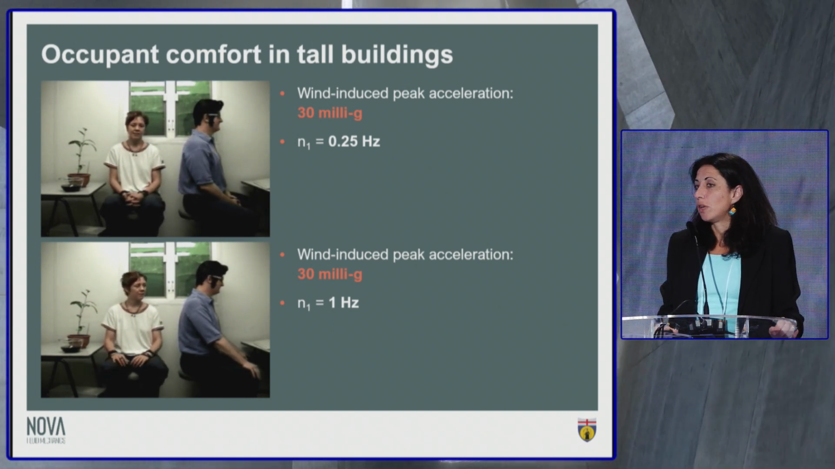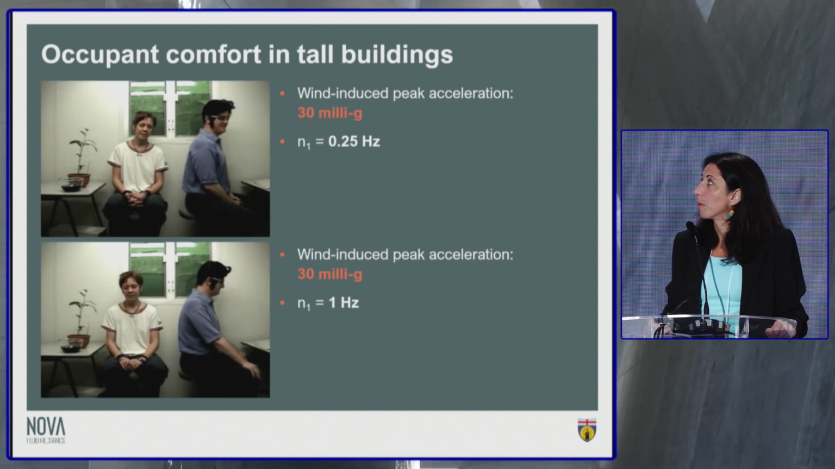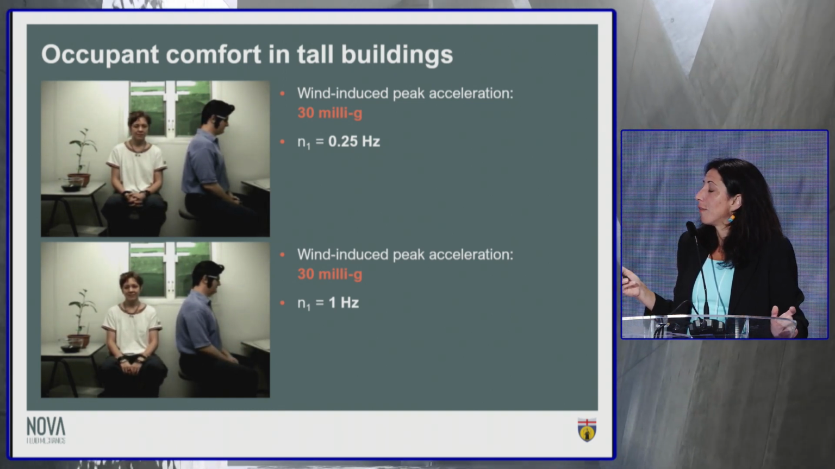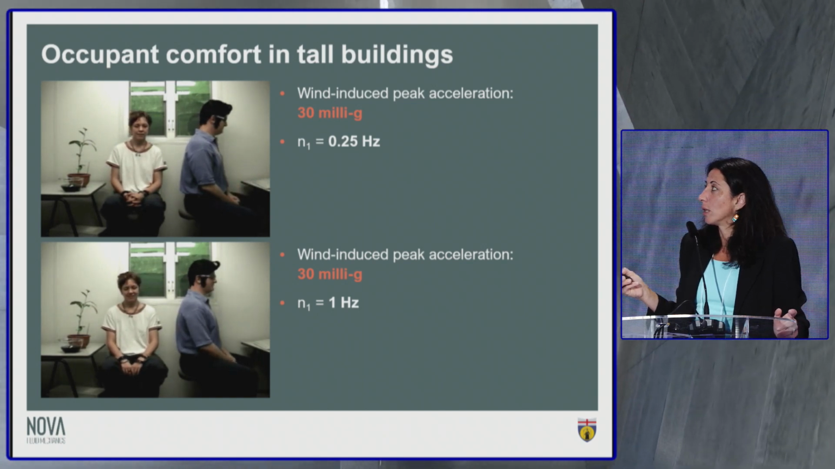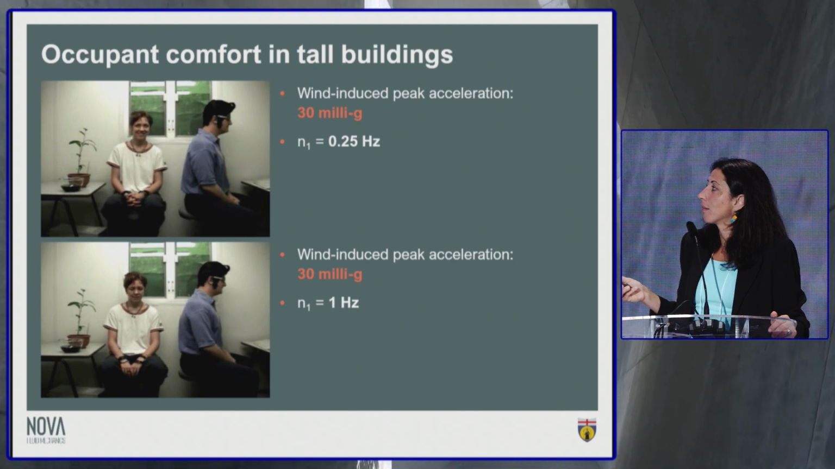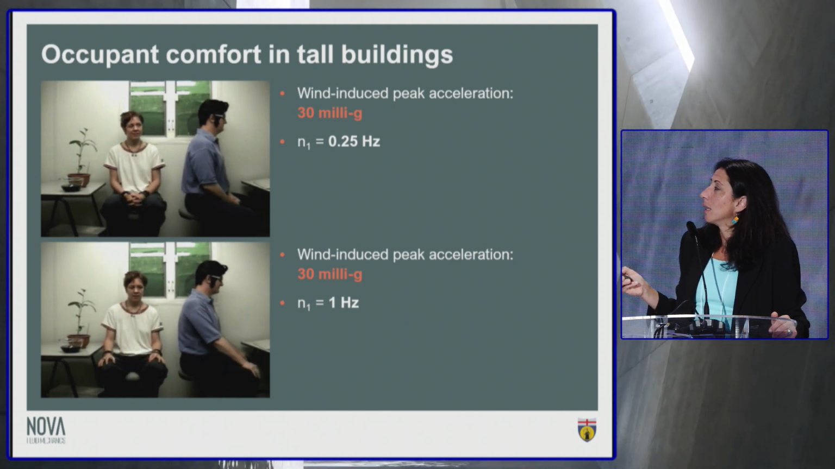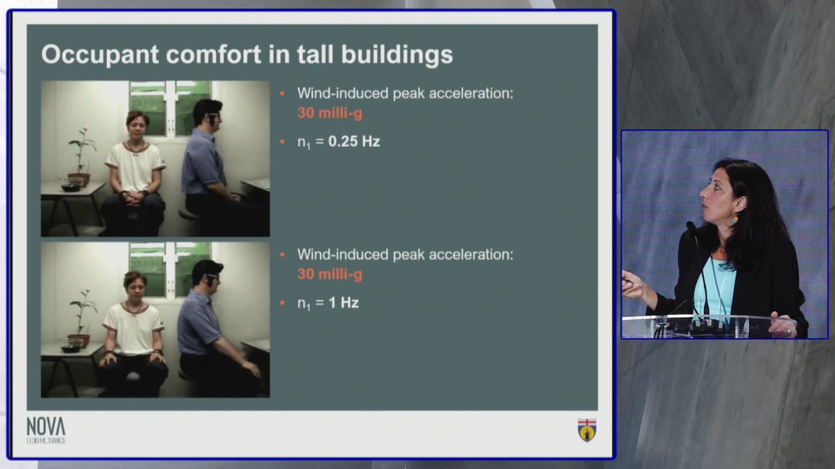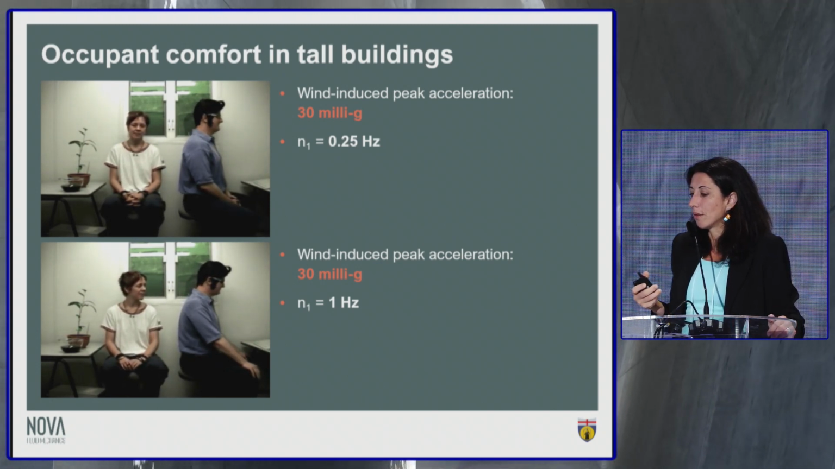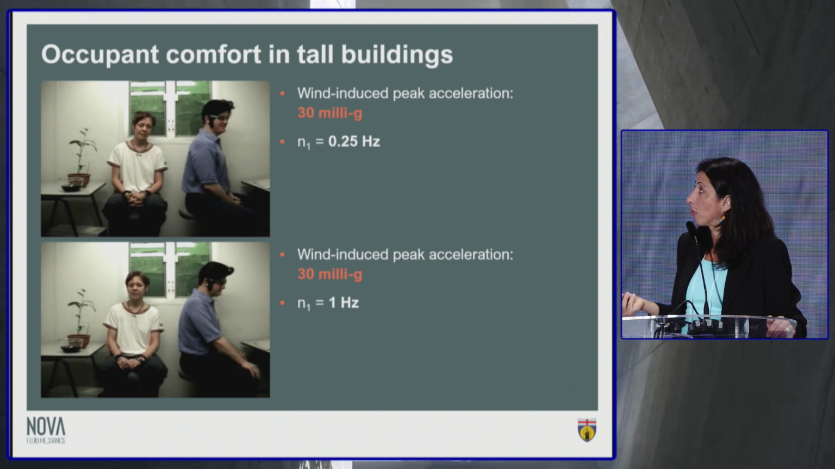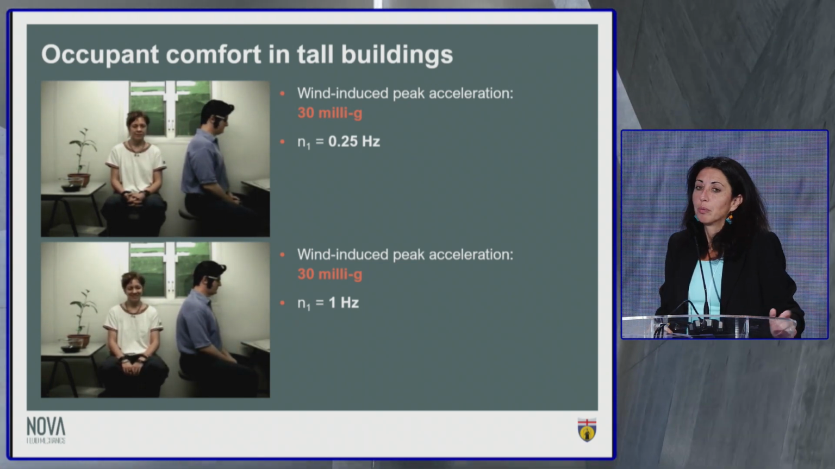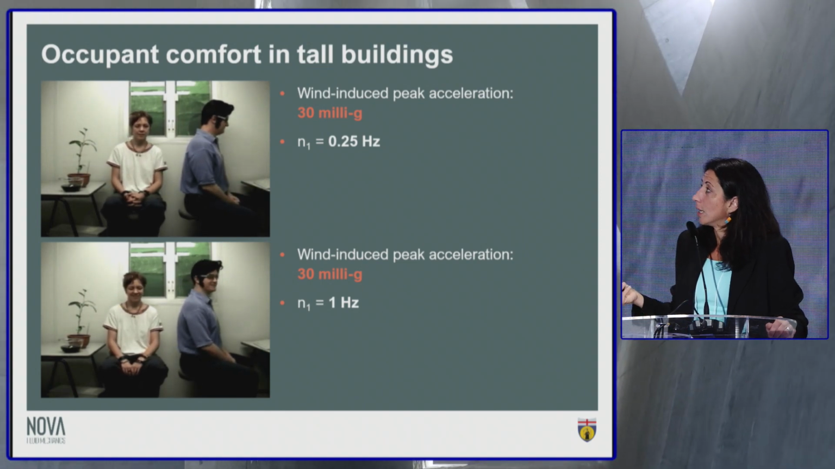This is 30 milli-G, a building that has some problems, but depending on how flexible the structure is, 0.25 hertz would be your typical 200 meter tall building, for instance. 1 hertz is a very stiff structure, but still, for the 200-meter building, 30 milli-G, you feel it when you have a storm. So it's important that these quantities are derived accurately by wind specialists, because if you design a building with this problem, what do you do? It's unlivable.